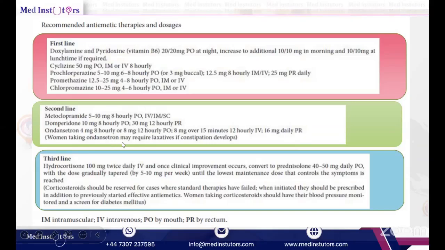One of the side effects of ondansetron is constipation. For that, we need to give her laxatives as well. Then comes the third line, which is hydrocortisone, 100 mg twice daily given IV, and once clinically improved, we have to convert to prednisolone, 40 to 50 milligrams per day, which is gradually tapered, and we have to maintain on the lowest possible dose.